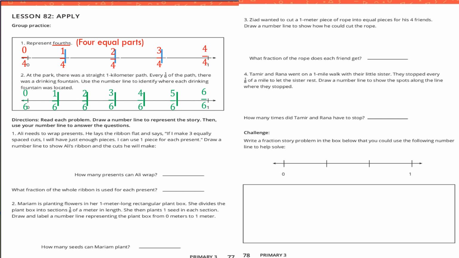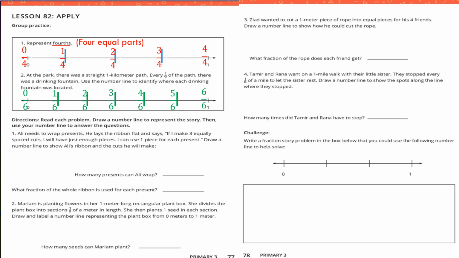The second practice here, we have problems and we want to draw a number line to represent each story. Number 1, Ali needs to wrap presents. He lays the ribbon flat and says, if I make 3 equally spaced cuts, I will have just enough pieces. I can use 1 piece for each present. Draw a number line to show Ali's ribbon and the cuts he will make.